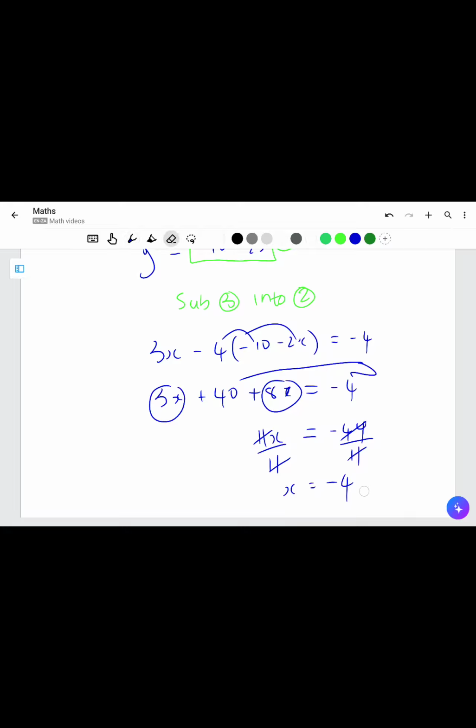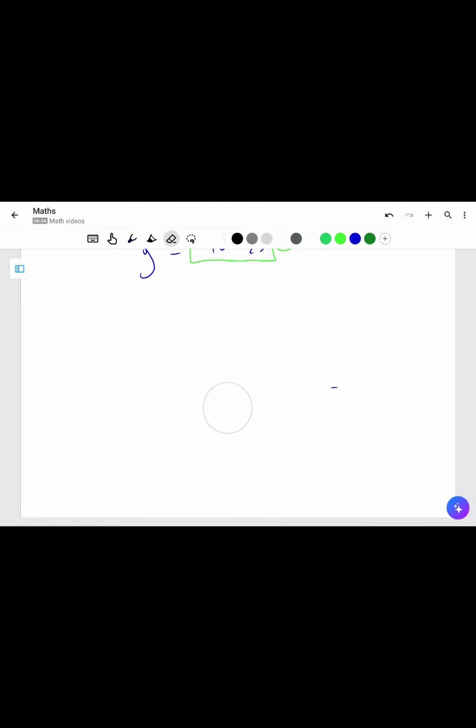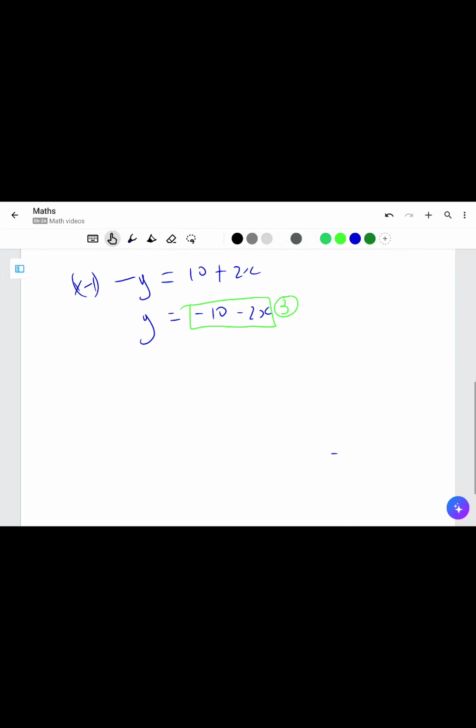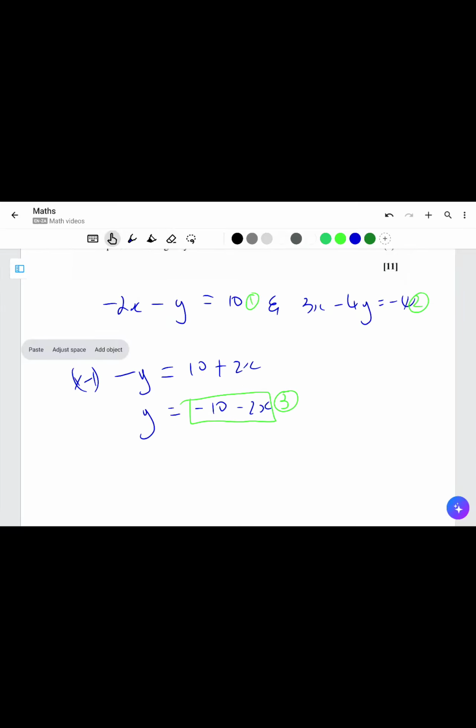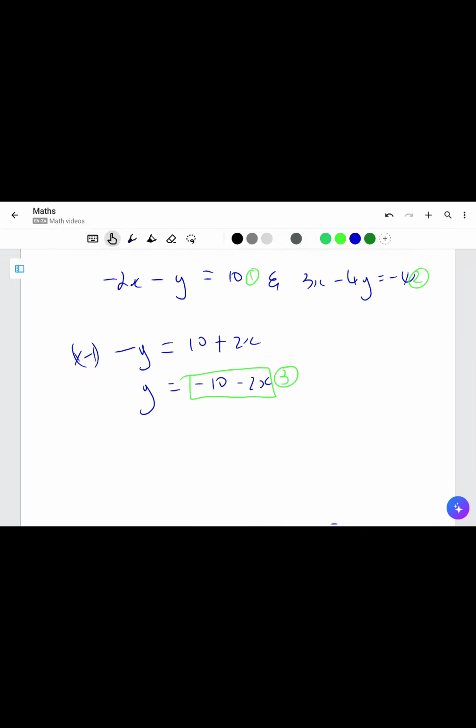Okay, allow me to erase this. We have found x now, and we know it is negative 4. So we can go ahead and substitute x into any equation. Okay, so I'm going to substitute x into equation 1.